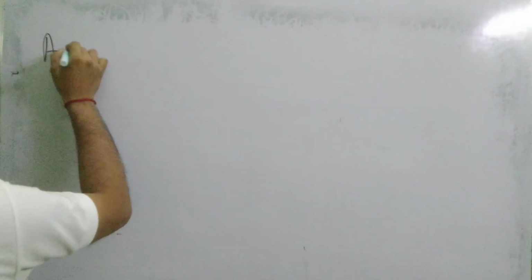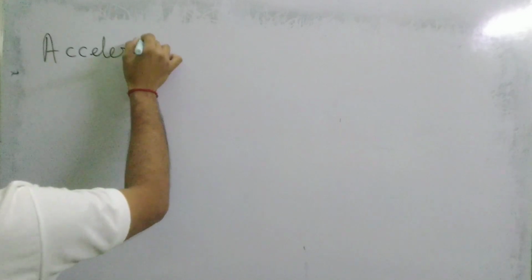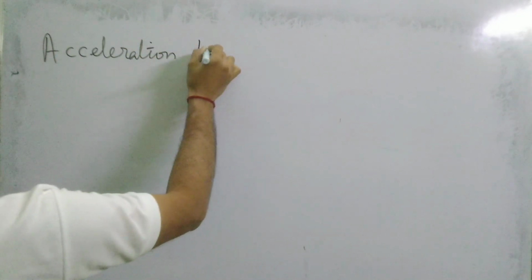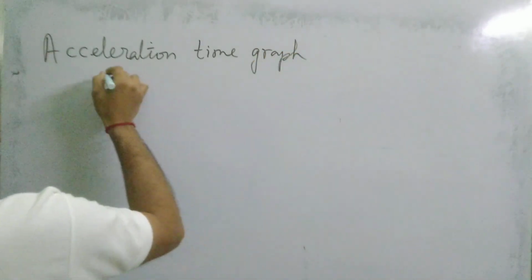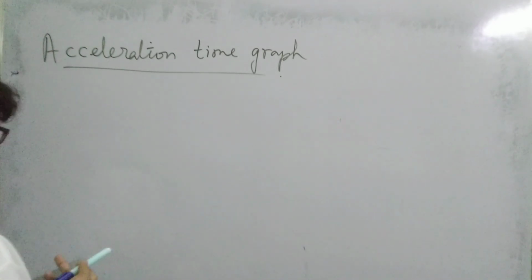Okay, so coming to the acceleration time graph. For the acceleration time graph, we will be getting some figures similar to those we obtained in the velocity time graph or displacement time graph. First of all, we are going to consider if the acceleration of a body is uniform.